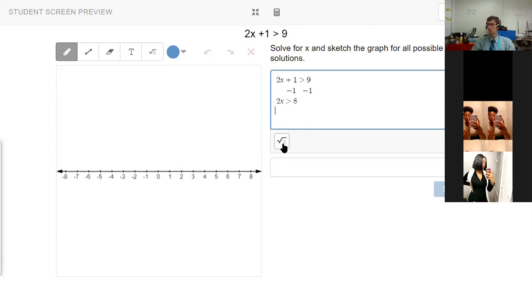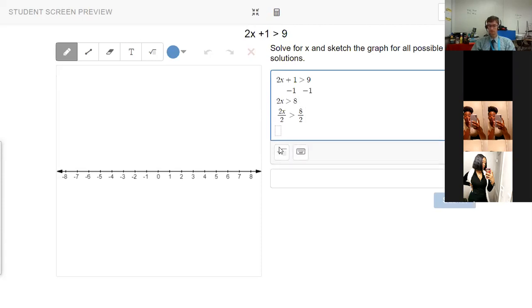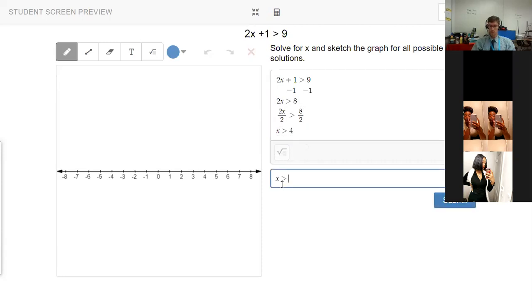How do I get this 2 away? How do I get rid of that? 2x over 2. 2x over 2 is greater than 8 over 2. So what's my final response? X greater than 4. All right, good. So x greater than 4.